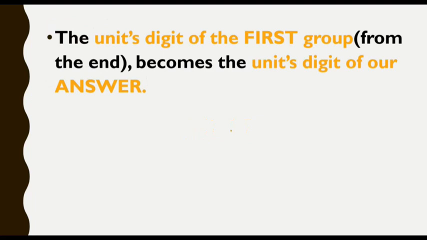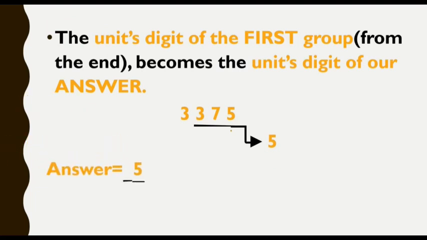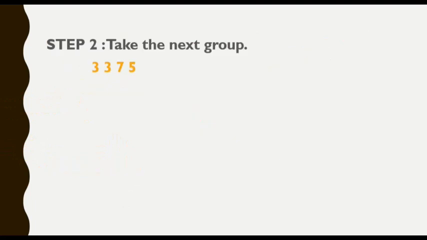The easiest thing in the question is that the units digit of the first group from the end will become the units digit of our answer. So this solves 50% of our question, that is half of our question right here. According to the first group, which is 375, 5 is the units place, so that will automatically come in the units place of our answer. Now for the last step, take the next group. Which is the next group? As we talked about, 3 was left, so 3 becomes our last group.